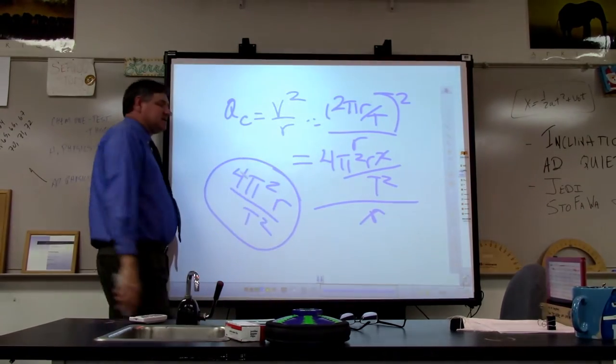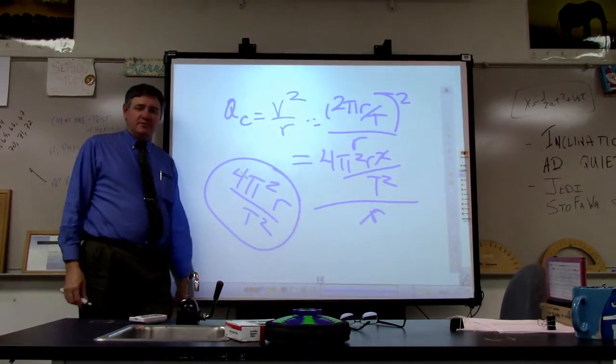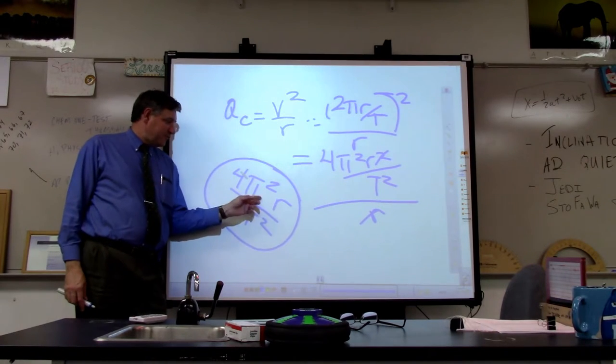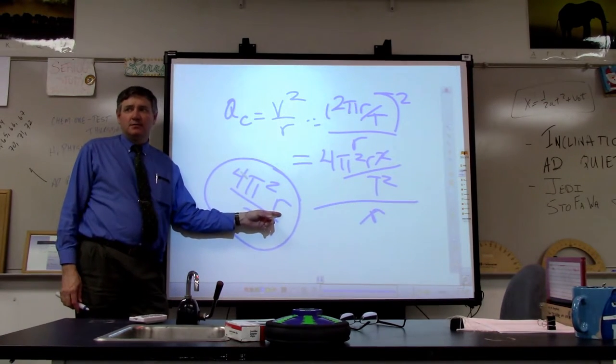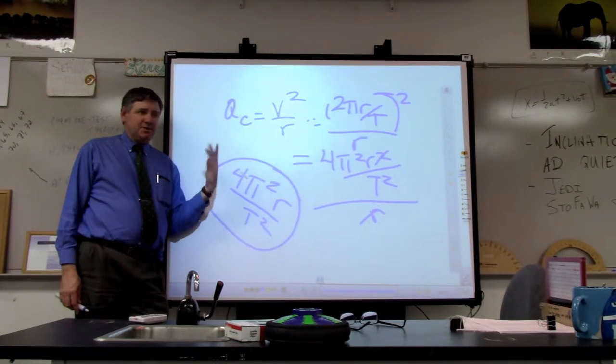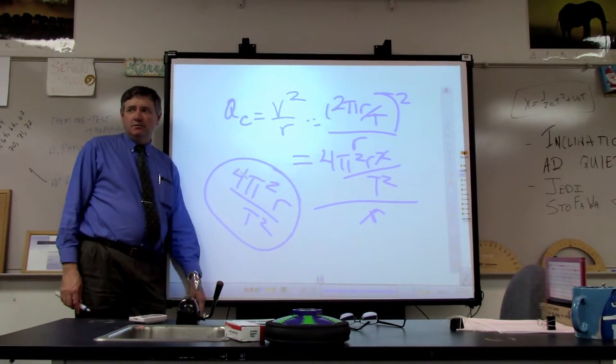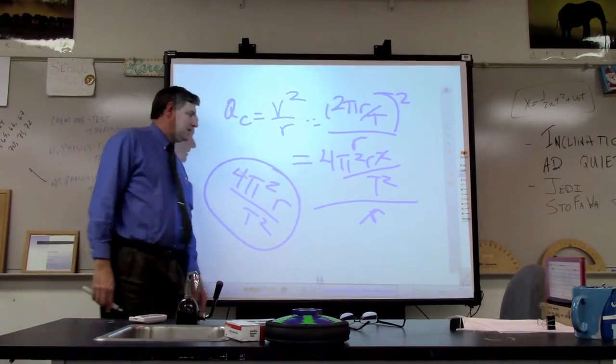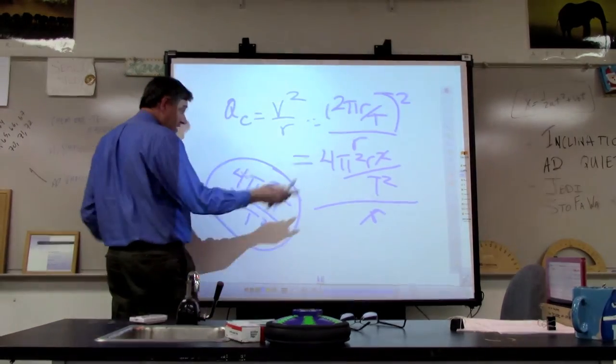Now, do I still get the units for centripetal acceleration? Yeah. Well, 4 pi squared r is going to give me meters. Down here I'm going to have seconds. I'm going to have meters per second squared. Okay? All right, so that's what's on that sheet.